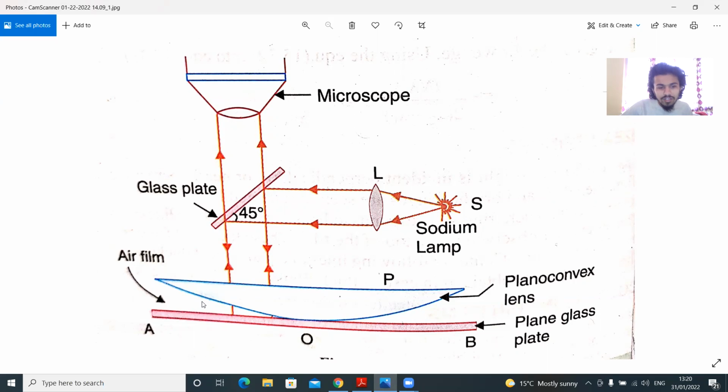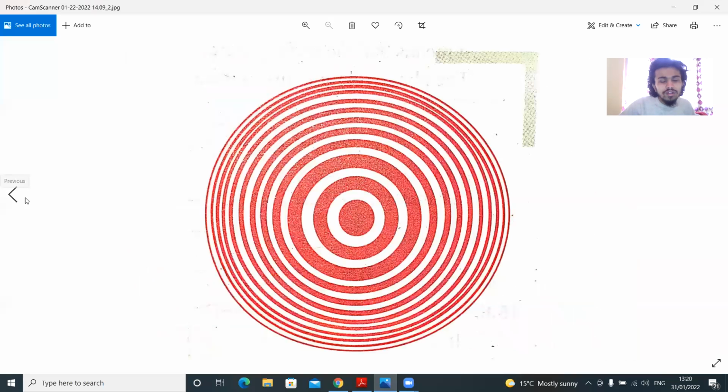We can see the film of air formed between this plano-convex lens and glass plate, which plays an essential role in forming the interference pattern on the microscope. Interference is obtained in this microscope, which looks like this ring formation. We can see a central dark fringe, then alternately bright, dark, bright fringes. This type of interference pattern is obtained in the microscope.